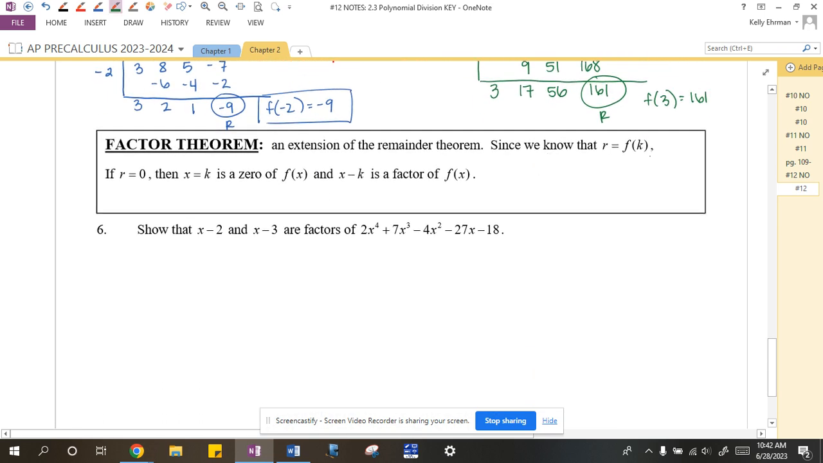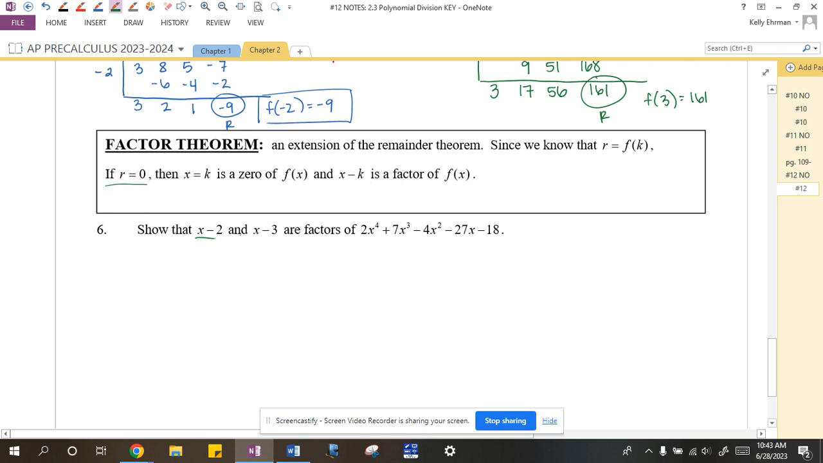Okay, so what does this say? Since we know that r equals f of k, if you're doing synthetic division and r equals 0, then that means that k is a 0 of f of x. And if you go backwards, x minus k is a factor of f of x. A factor means that it divides nicely without a remainder.